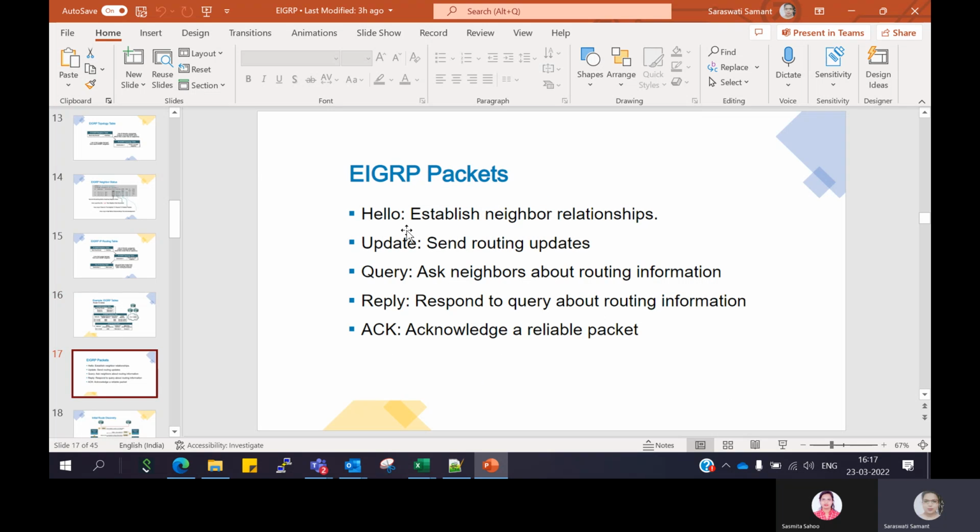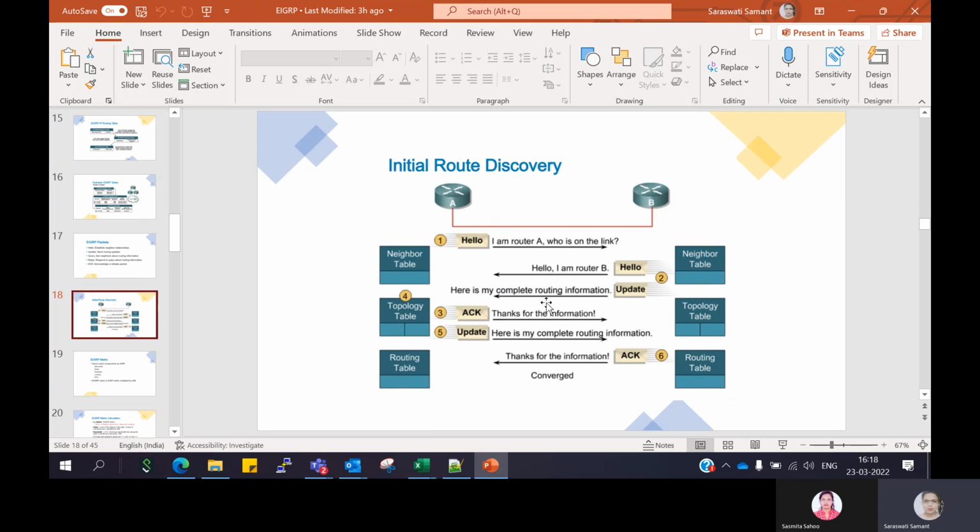So we've got 5 different types of packets: hello, update, query, reply, acknowledgement. In an interview, they can ask how many types of packets we have got. We've got 5 types of packets. Hellos are used to establish neighbor relationship, update, send routing updates, query, ask neighbors about routing information, reply, respond to the query, acknowledgement, acknowledge a reliable packet. This I have already explained.